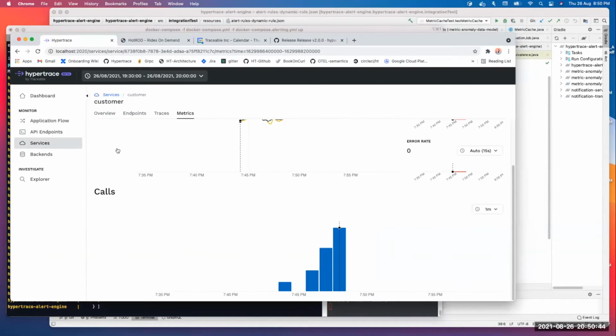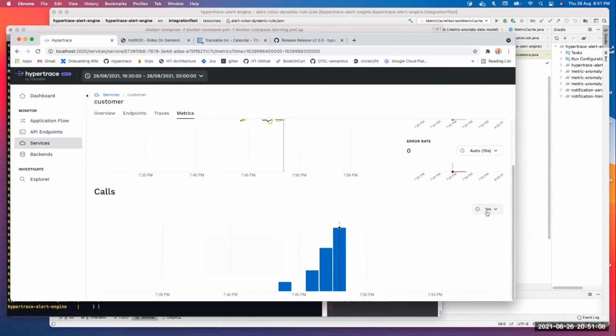This is the customer service in the Hypertrace platform. I'm running the HotROD application, monitoring it with Hypertrace. This is the customer service in that application, and I had reported some metric data. If you see, I am seeing this call counts metric at 1 minute granularity, and these are the values. At 7:44, the value is 12.